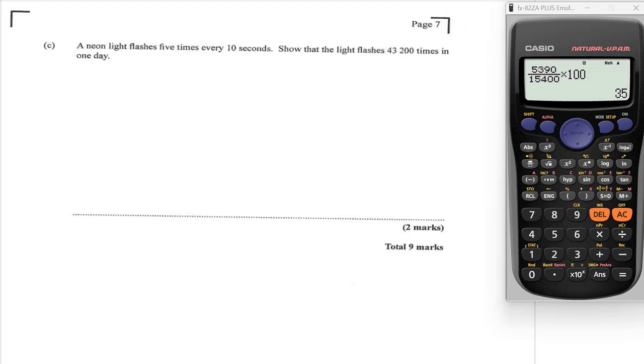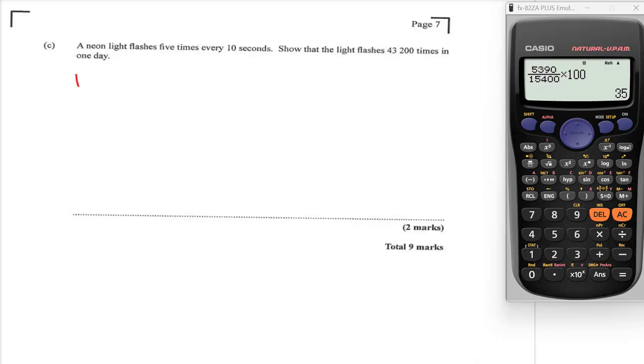So here it says a neon light flashes 5 times every 10 seconds. Show that the light flashes 43,200 times in one day. Now, let's read the question again. A neon light flashes 5 times every 10 seconds. Show that the light flashes 43,200 times in one day. Now, this is where we need to have some idea about minutes, seconds, and hours.